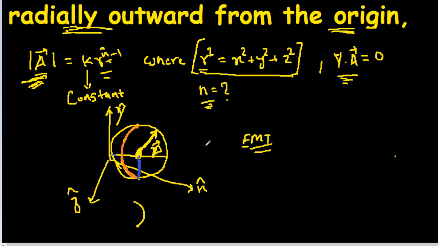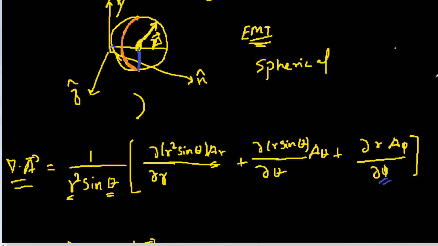To solve this we can use many different methods, but I want to use the EMT equation, which we can recall from spherical coordinate dimensions. In spherical coordinates in EMT, we have three dimensions: r, theta and phi.